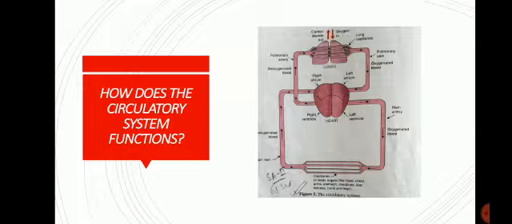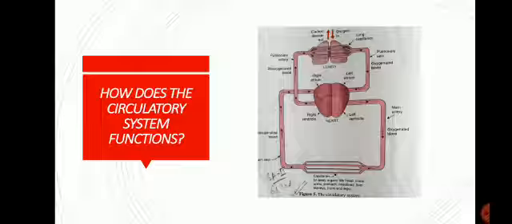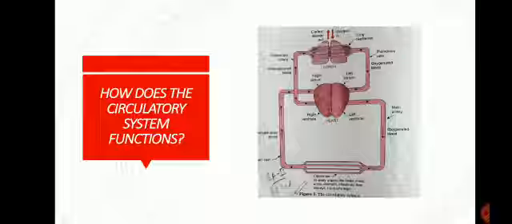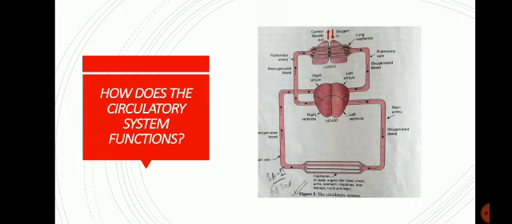Okay, now how does this circulatory system work? Blood is a medium of transport, isn't it? Now this blood is circulated in the human body by the rhythmic contraction and relaxation of heart muscles, which make up the atrium and the ventricles, right? The human heart is four chambered. The upper two chambers are known as atrium or auricle, and the lower two chambers are known as ventricles.